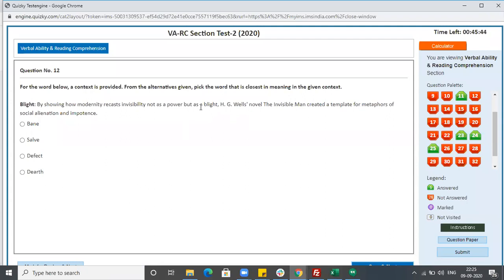Next, blight. By showing how modernity, again, it's the same question, pick the one that is closest. Okay, I would want to read this again, because in a closest in meaning question, I could expect opposite in meaning also. So be careful. Blight. By showing how modernity recasts invisibility not as a power but as a blight, not as a power. Okay, so power is strength, something positive, but a blight is something negative.